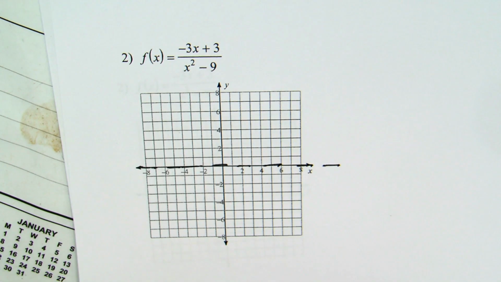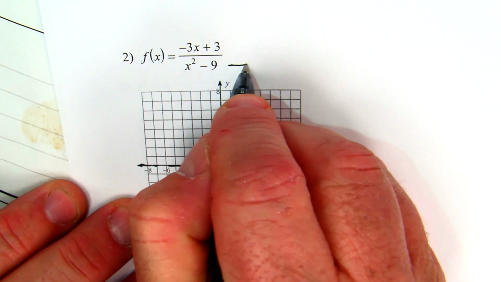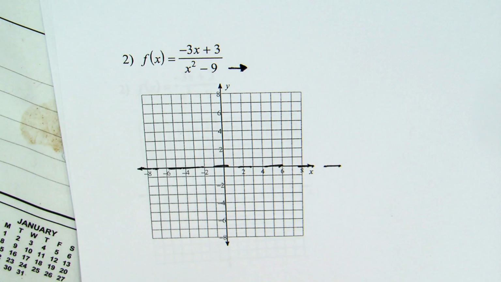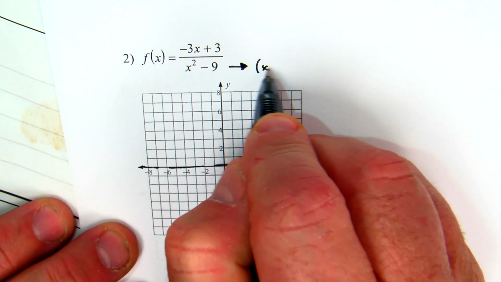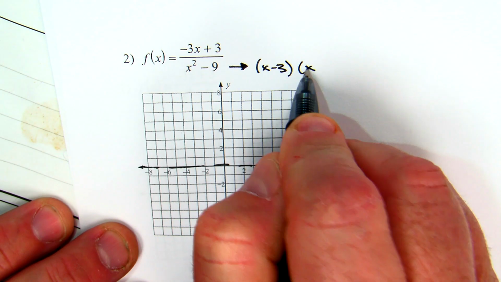Now I have to figure out my vertical asymptotes. To do that, I factor my denominator. What does x squared minus 9 factor into? x minus 3, x plus 3. Everybody good with that?